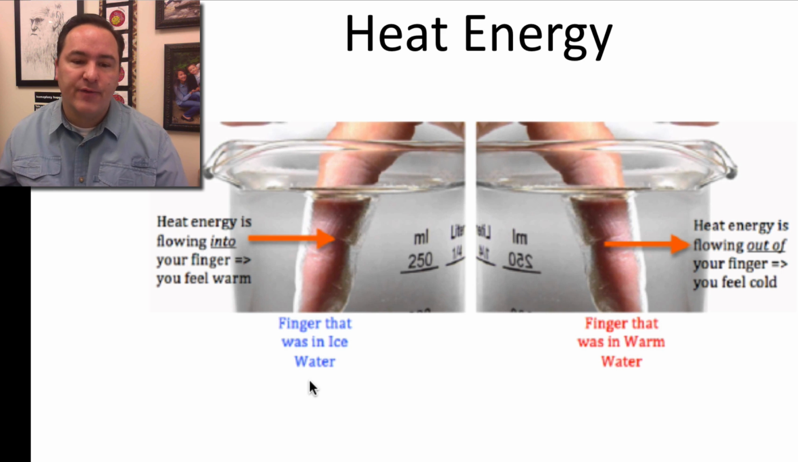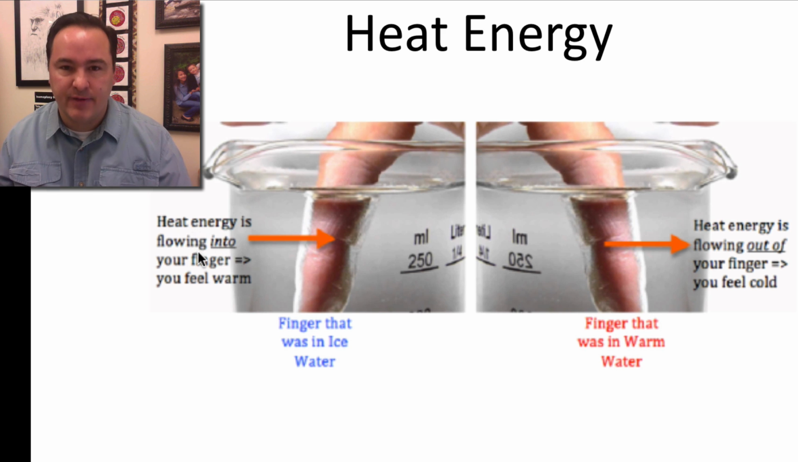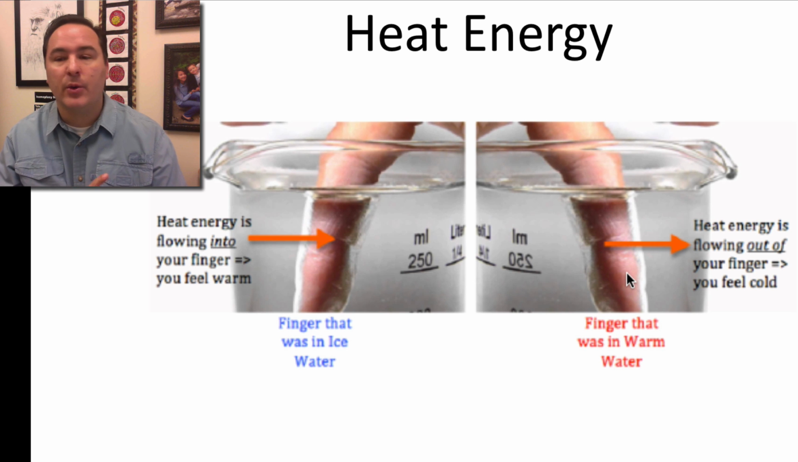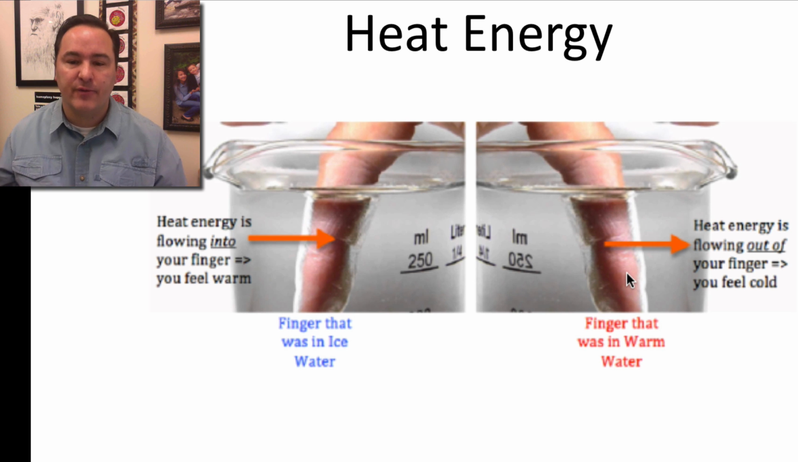So this perception of how cold or warm something is has more to do with heat energy and the direction and the speed at which that energy is flowing. When your finger was in the cold water and went into the room temperature water, the heat energy was flowing into your finger, and so you felt warm. Whereas for the finger that was in the warm water, heat energy was flowing out of your finger, and so you felt cold.